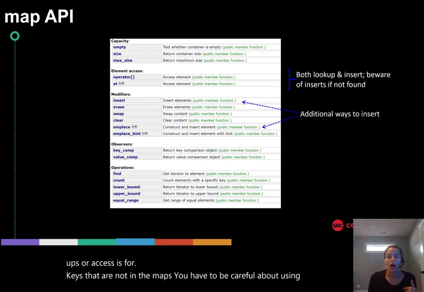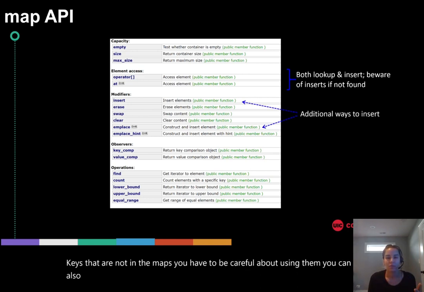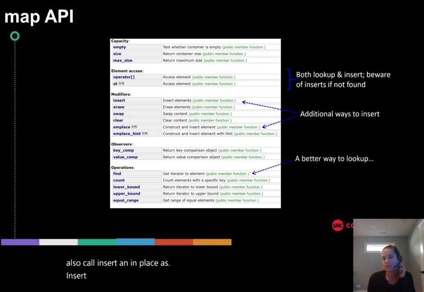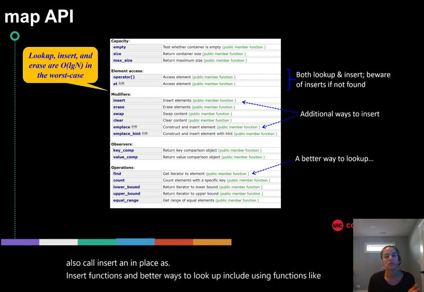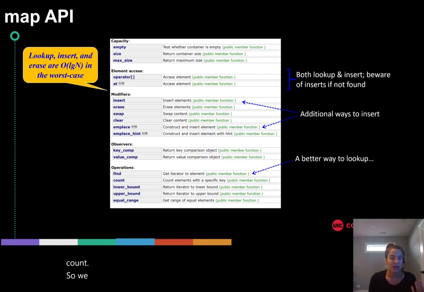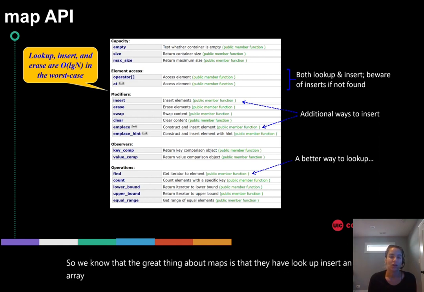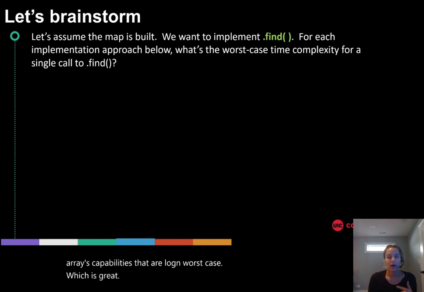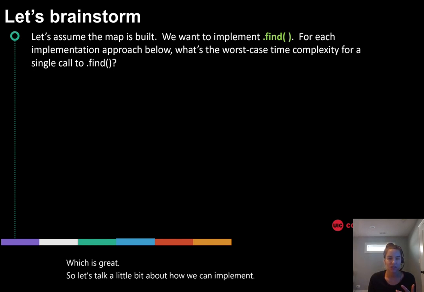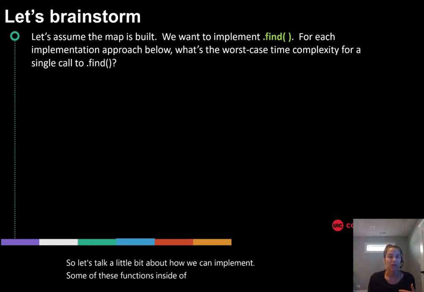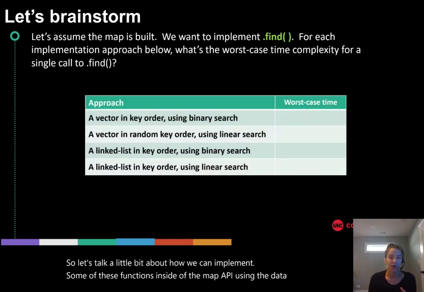You can also call insert and emplace as insert functions. And better ways to look up include using functions like find and count. So we know that the great thing about maps is that they have lookup, insert, and erase capabilities that are log n worst case, which is great. So let's talk a little bit about how we can implement some of these functions inside of the map API using the data structures that we're already really familiar with.